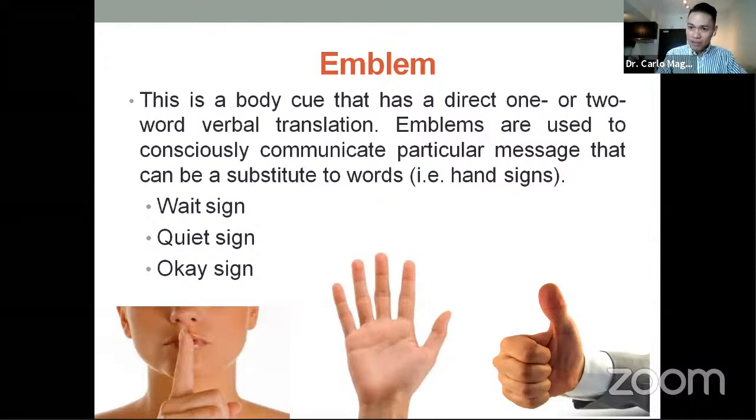One of the many ways you can give feedback while the students are performing, so that your students are not interrupted, is by using nonverbal feedback or nonverbal cues. Examples would be an emblem. Emblems are signals that communicate particular messages to your students. Like when you do this, you're telling your students to wait for a while. Or, you're doing the right thing. Or when you do this, you stop.